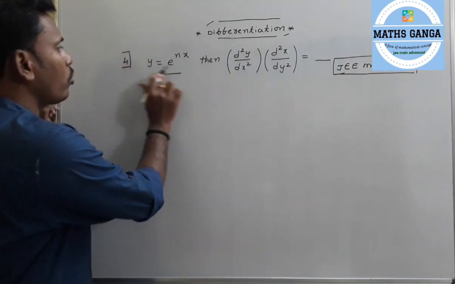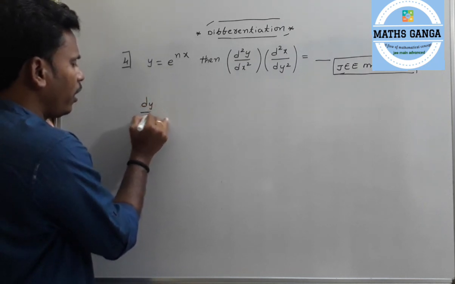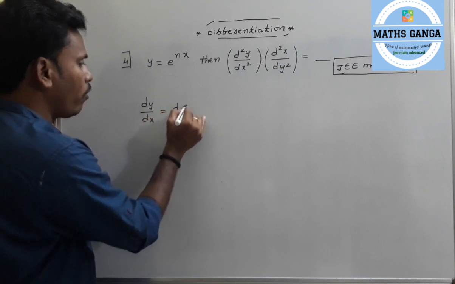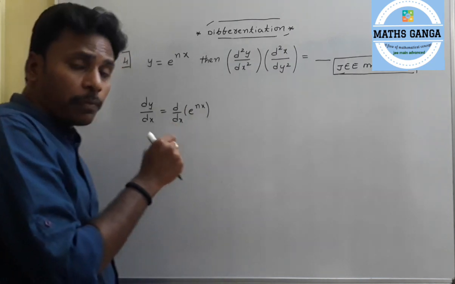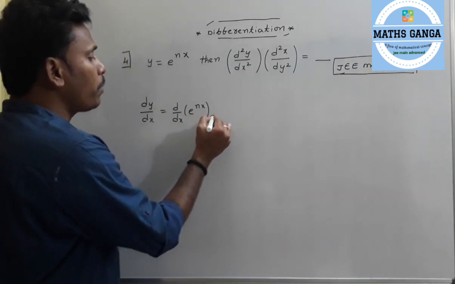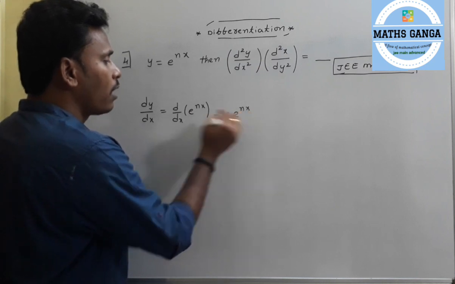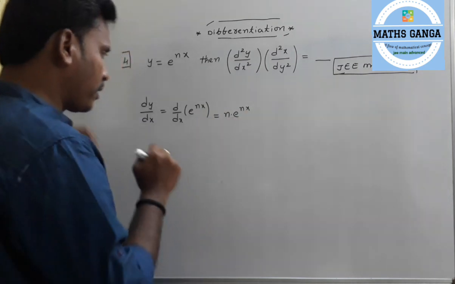See, y is equal to e power nx, right? I think it is easy to find dy by dx. Derivative of y with respect to x is simply d by dx of e power nx. So it is a function e power something, right? D by dx of e power nx is nothing but n into e power nx. For e power something, for nx it is n into e power nx.